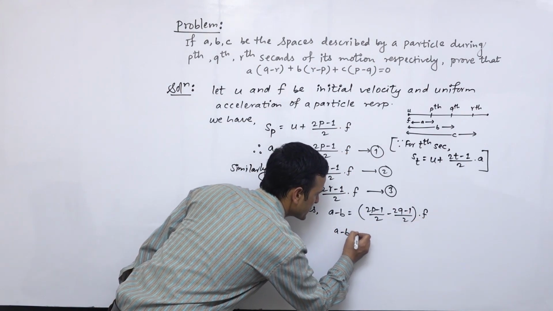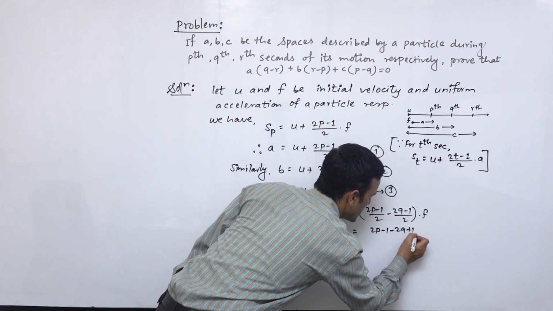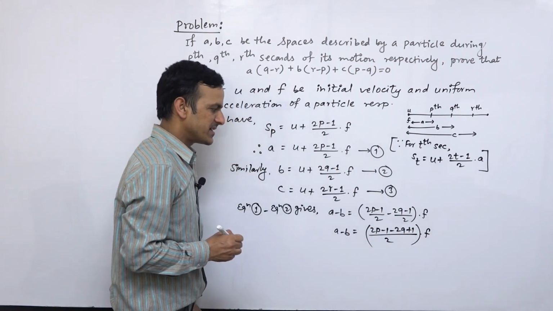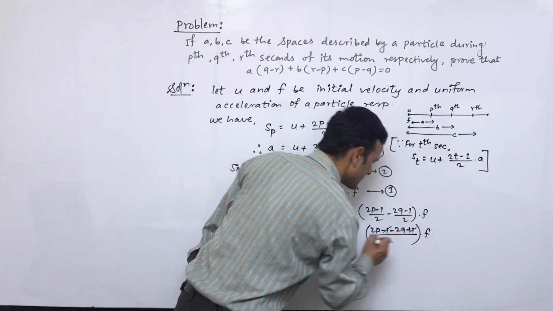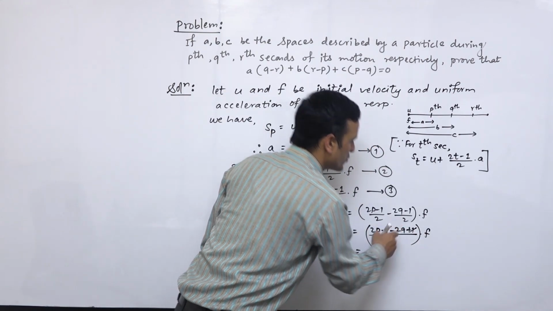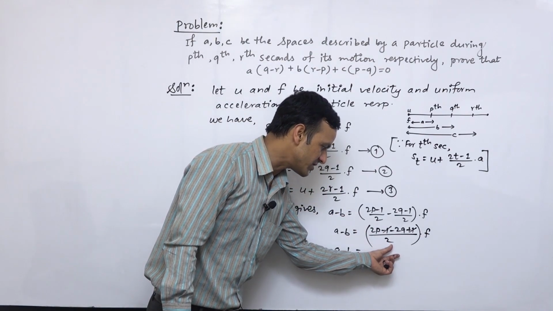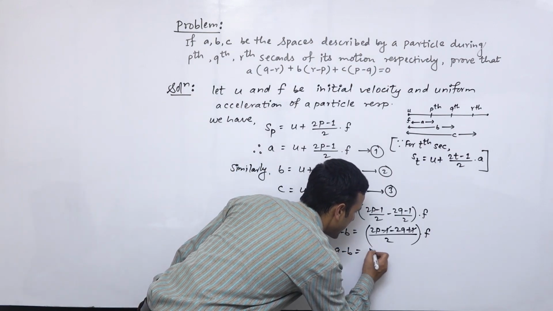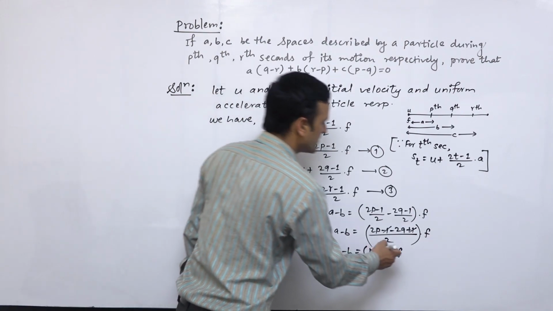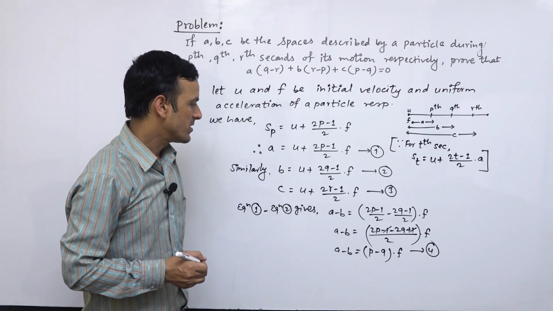Now we can subtract like this: 2p minus 1 minus 2q plus 1, divided by 2, into f. So this is the LCM, and we can cancel 1 and 1. So a minus b is equal to 2p minus 2q, and we can take 2 common and cancel this 2. So 2 and 2 cancel, and the last result is p minus q into f. So this is the result. This is equation 4.